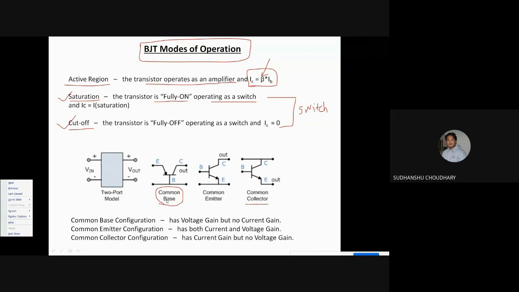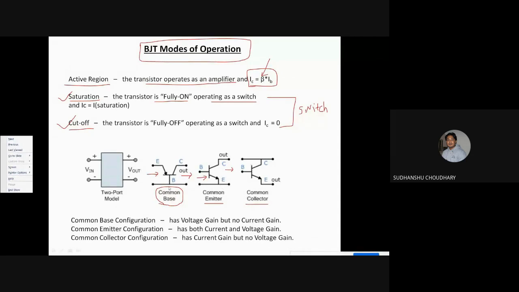Okay. Now in a common base configuration, one has to remember that input will be applied between emitter and base terminal, and output will be taken at the collector terminal or between collector and base terminal. But for a common emitter, the input is applied at the base, that is between base and emitter, and output is of course collected at the collector but between collector and emitter terminal. Okay. Not collector and base. It is taken between collector and emitter because emitter is common to both input and output.